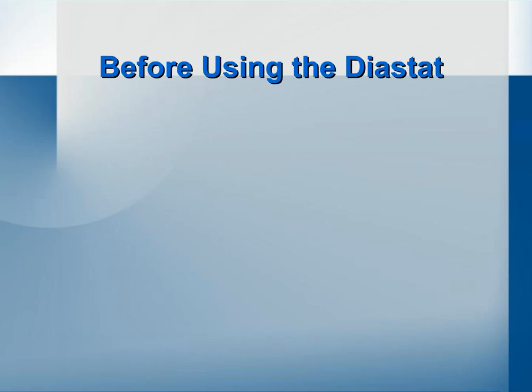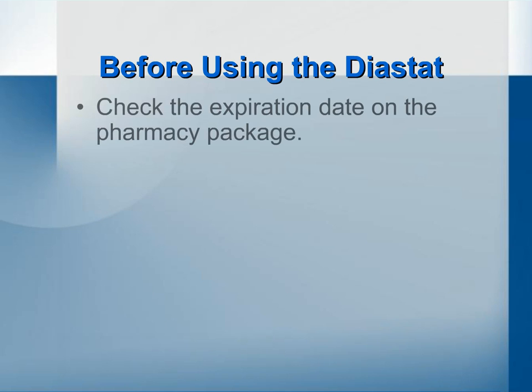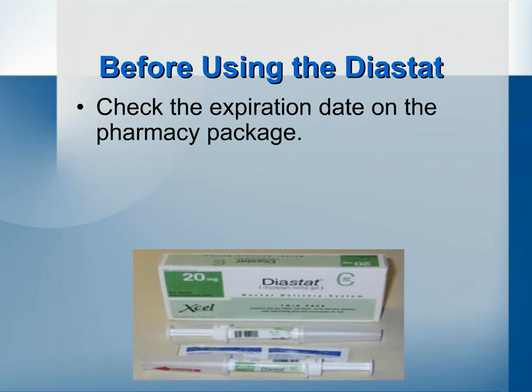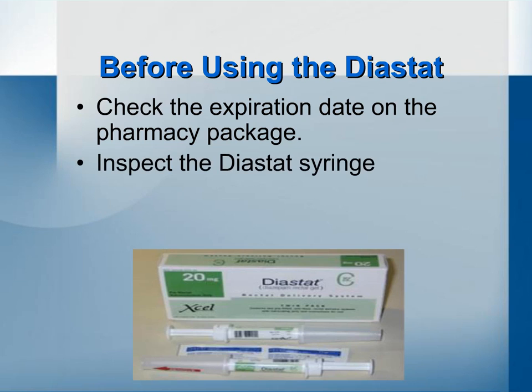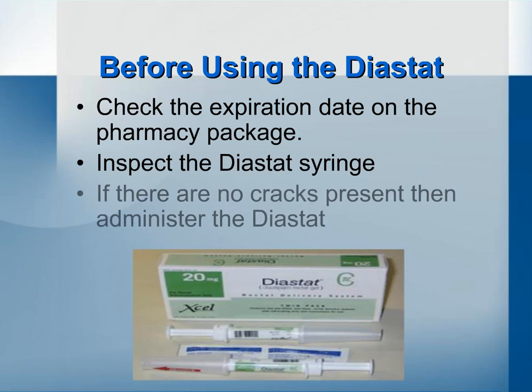Check the following before using Diastat medication. The medication should not be given after the expiration date on the pharmacy package. Inspect the Diastat syringe for cracks without completely removing the cap. If cracks are noted, the medication could have leaked out of the syringe. Call 911 immediately. If there are no cracks present, then administer the Diastat according to the physician's instructions, package insert, and this training.